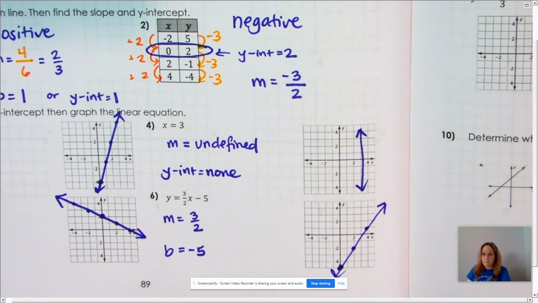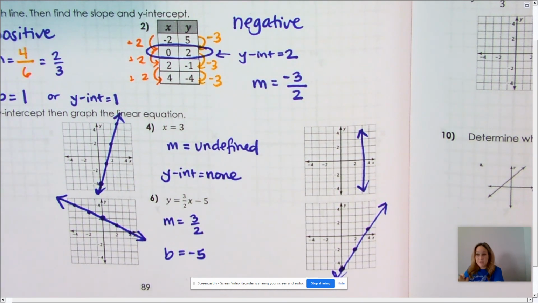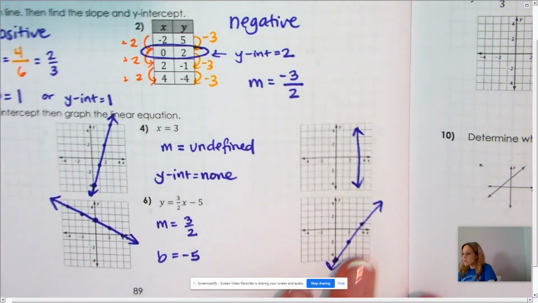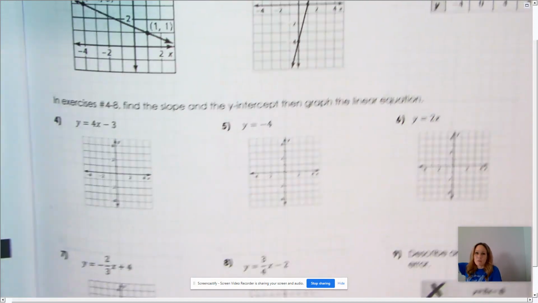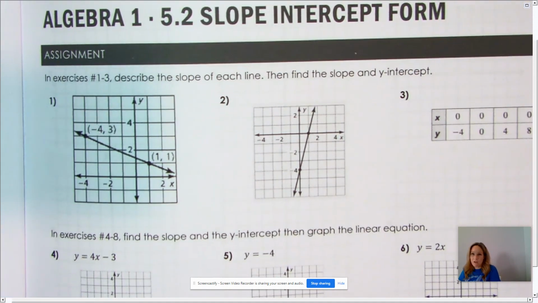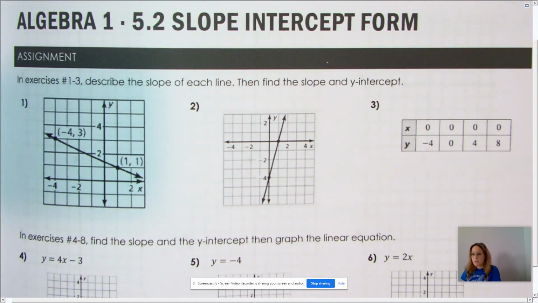Okay, now we're going to work on your homework. We're just going to do the odds. You have to do all the problems, but I'm going to give you the solutions to the odds, and hopefully that'll help you figure out the even problems. But remember that you are responsible for this entire assignment. Just do your best on those evens.